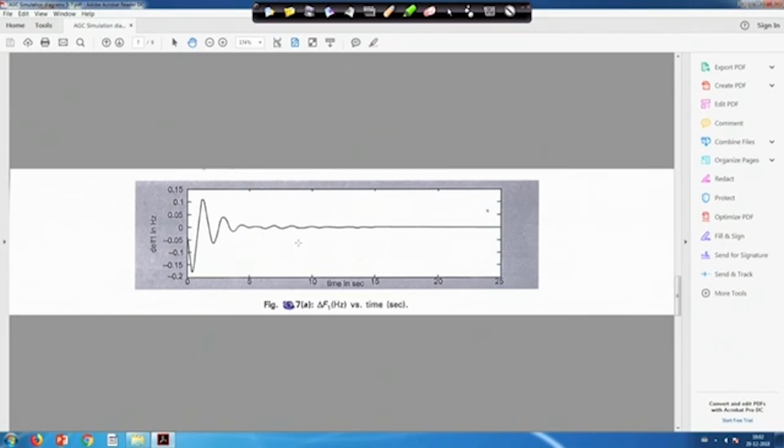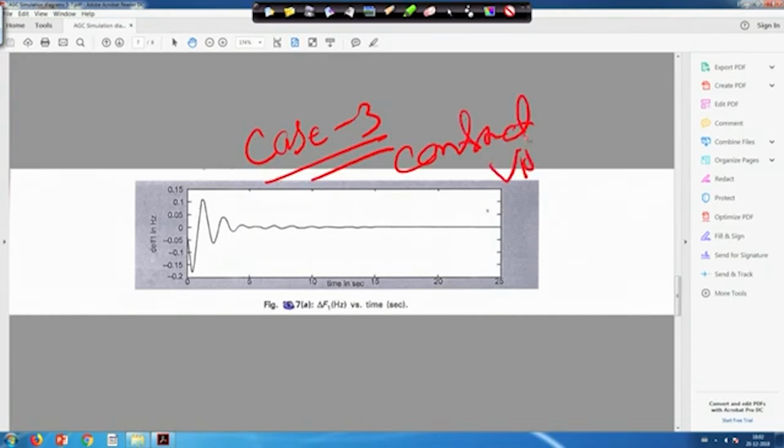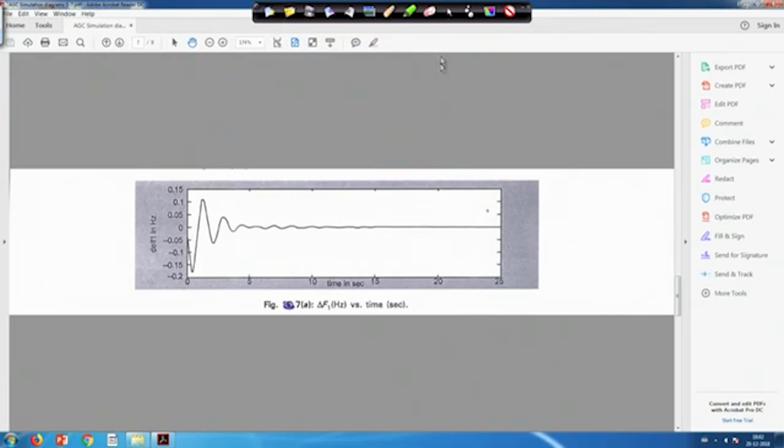This response is for your case 3, that is your contract violation. Below, all the responses are for contract violation, right. So, this is your delta F1. Now, we will go to the next response, that delta F2 and others, right.